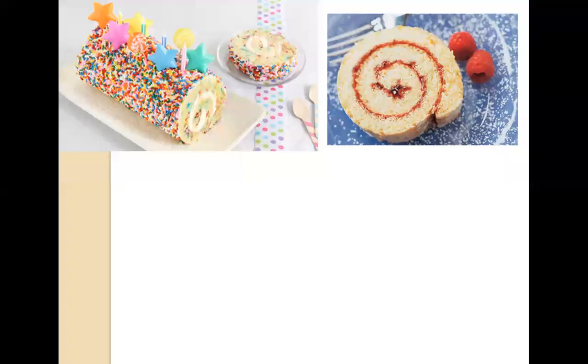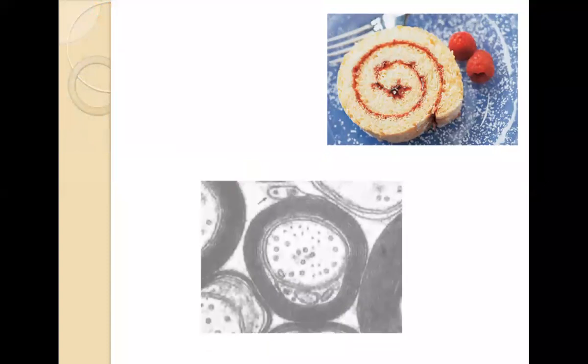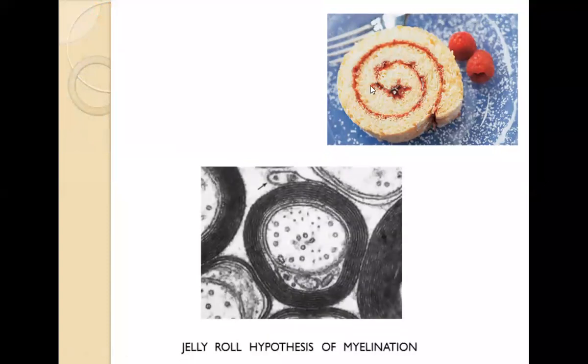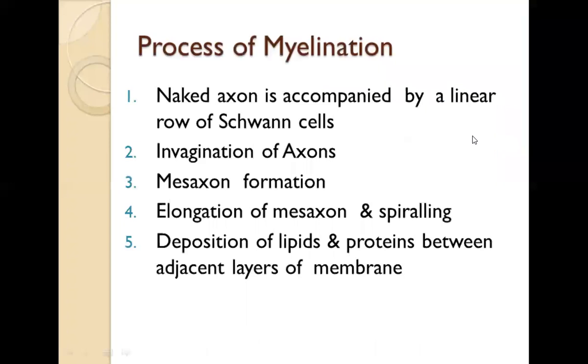Yes, jam roll. The scientists have named the myelin sheath in comparison to this Swiss roll or jam roll, or they call it the jelly roll. Just like this jelly roll has spirals, the myelin sheath is also formed by spiralization and deposition of myelin by the Schwann cell. So this whole process that we learned, all the steps I've described so far, is called the jelly roll hypothesis of myelination. You can see in this electron microscopy picture how the myelin sheath indeed has a jelly roll appearance.